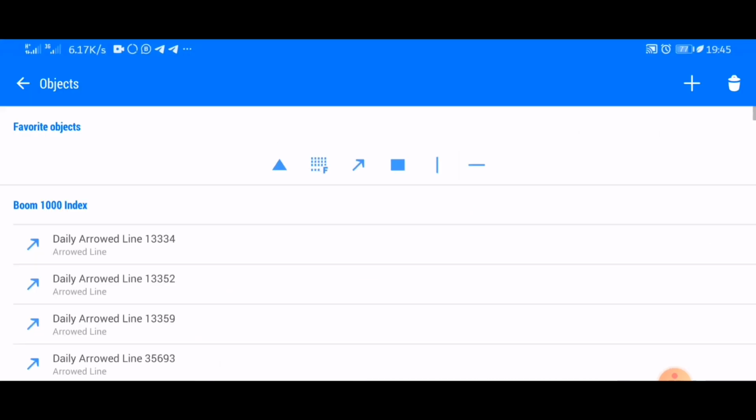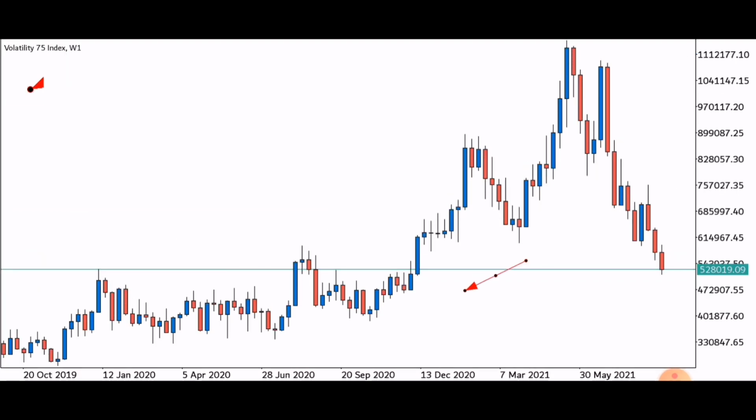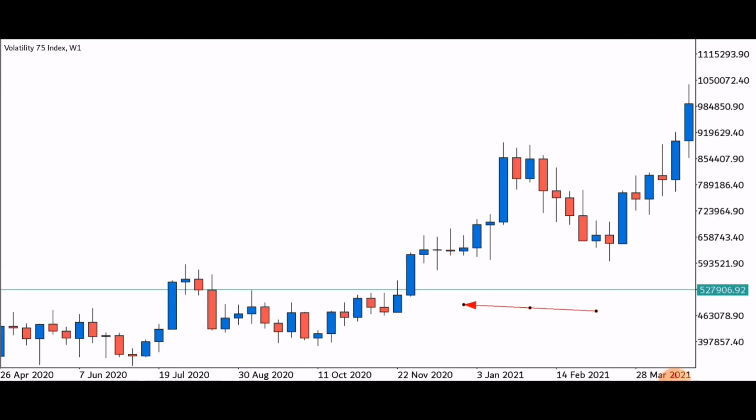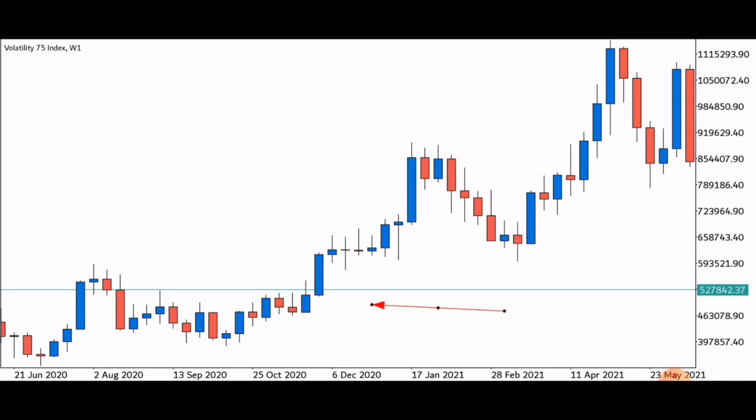Now, when I talk about psychological levels, I'm talking about levels where buyers and sellers are looking to take their position. So if you want to maximize your ability to trade, you've got to think about what other traders are thinking. If you have that in mind and you can spot it on the chart, then you will have an edge in the market.